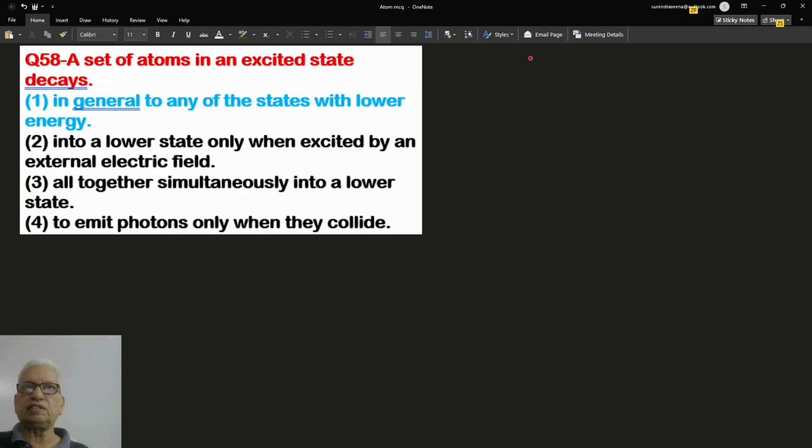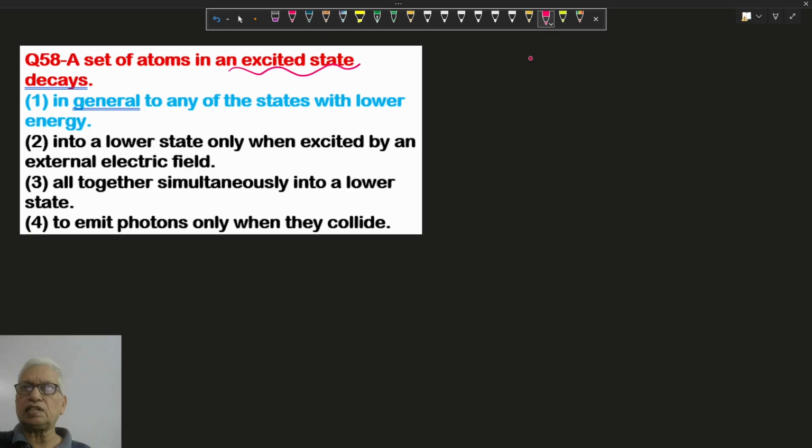In this question, if the set of atoms is in an excited state and after that it decays, the electron is coming from a higher orbit to a lower orbit, so the emission spectrum is there. In general, it is coming from a higher to a lower state, and only then is it possible, having already been excited to the higher state. It will jump from the higher to the lower state. So option 1 is correct only.